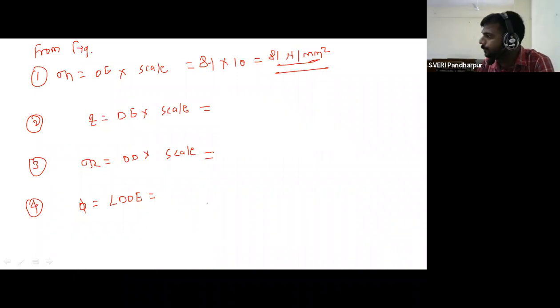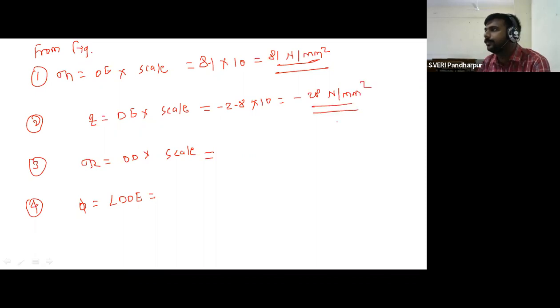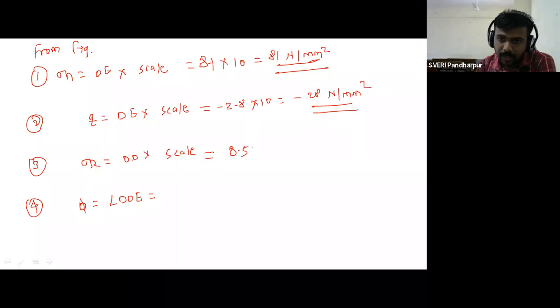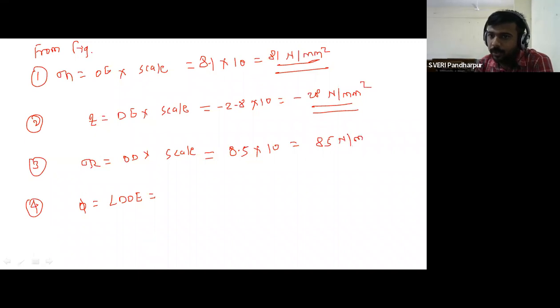Then sigma t, 2.8. So here, if you measure the sigma t, it is in the negative region. So here minus 2.8 into 10 is equal to minus 28 Newton per mm square. Then sigma r, 8.5. So what are your answers, others? 8.5 into 10 is equal to 85 Newton per mm square.